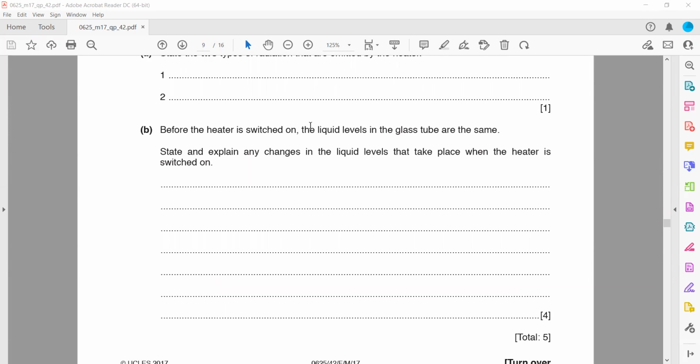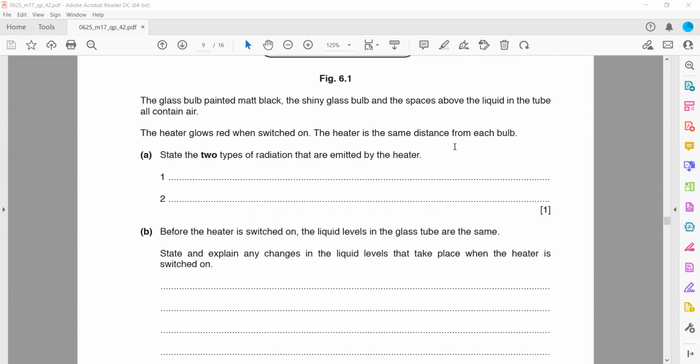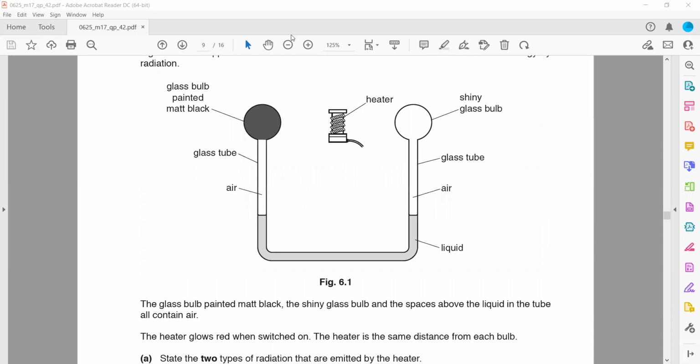Before the heater is switched on, the liquid levels in the glass bulbs are the same. State and explain any change in the liquid level. So what will happen to the liquid level? Dull and dark surfaces are good absorbers, so it will absorb a greater amount of energy. The air will expand, and it will push the liquid downward. So the level of the liquid will decrease where it is connected to the dull and dark surface, because the air will expand more as it is absorbing a greater amount of energy.